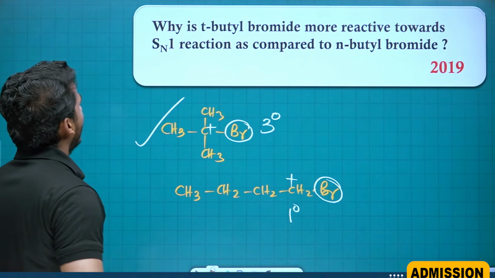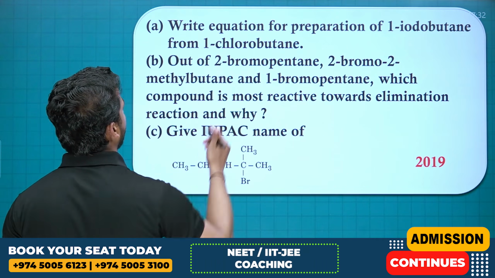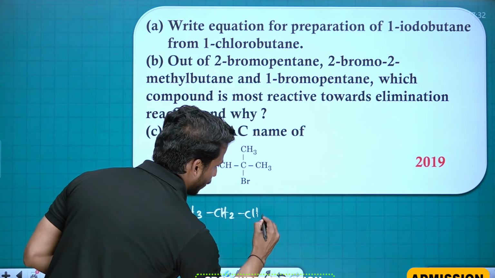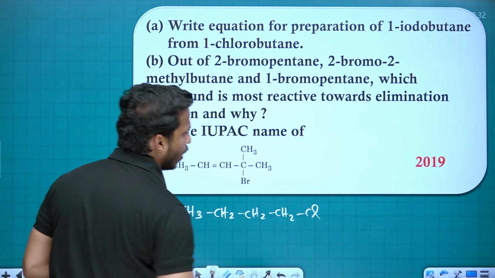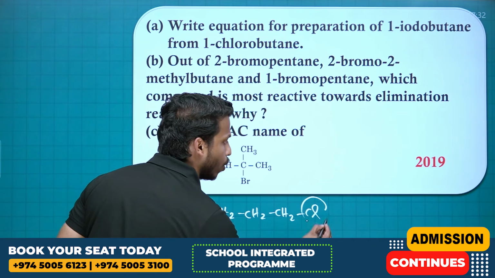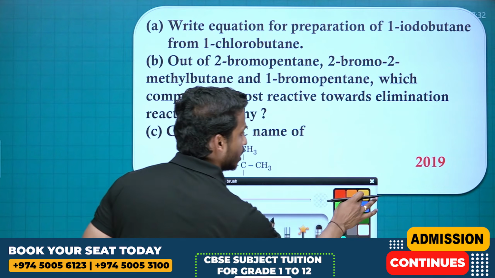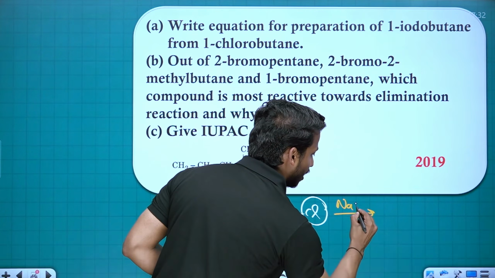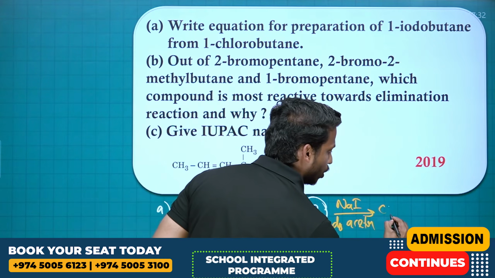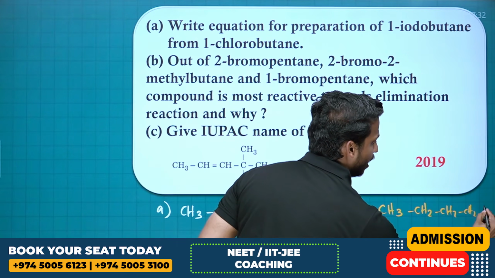That's it. Write the equation for the preparation of 1-iodobutane from 1-chlorobutane. One chlorobutane is this one, right? You want to convert it into 1-iodobutane. That means this chlorine you want to exchange by iodine. That is our Finkelstein reaction. What is Finkelstein reaction? Treat with NaI in the presence of dry acetone. NaCl goes out, you will get iodine. You will get CH3CH2CH2CH2I plus NaCl.